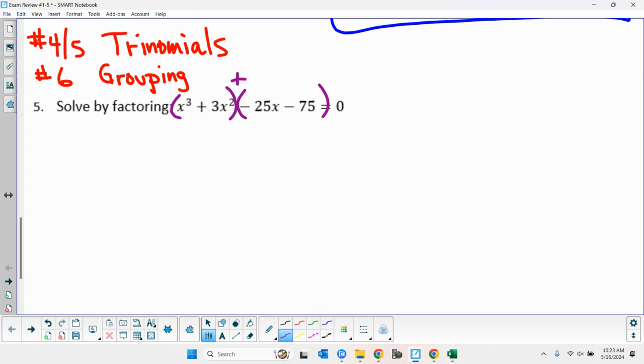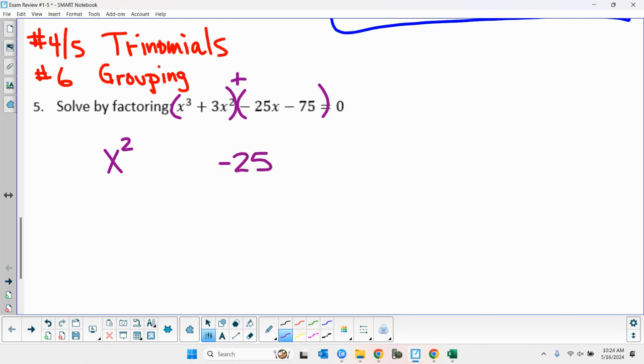When it's got 4 terms, we group them. I look to see if there was a GCF. There isn't for all 4. But once I group them, there is a GCF for each group. What's the GCF for the first group? X squared. Good. What's the GCF for the second group?